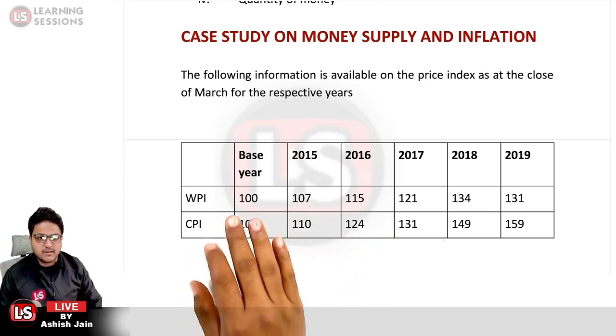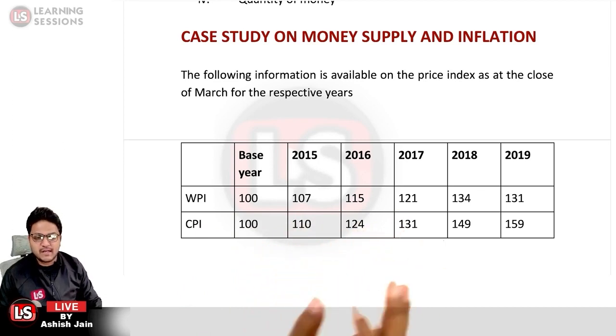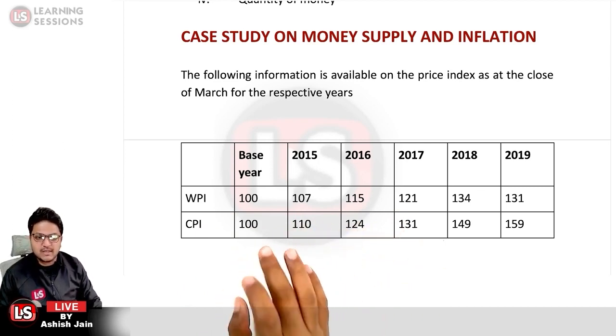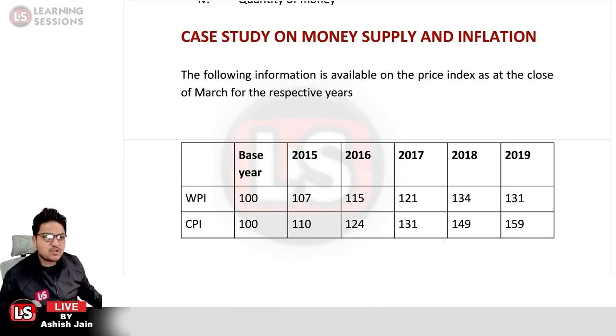Further, we are provided with the data related to the base year and for 2015, 16, 17 and 19 related to WPI, that is the headline inflation, and CPI, that is the core inflation. And further, we need to solve the questions based upon that.